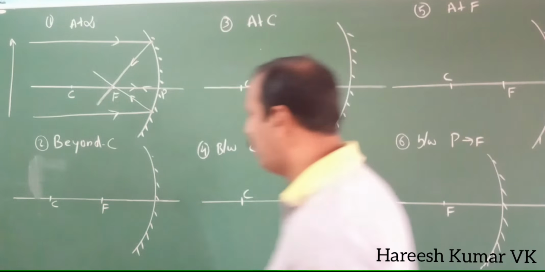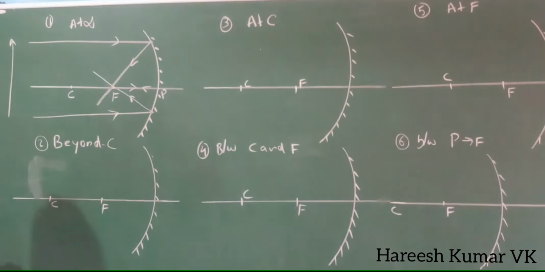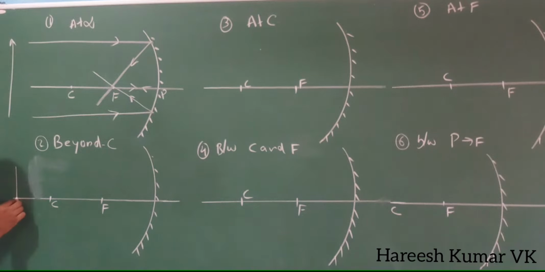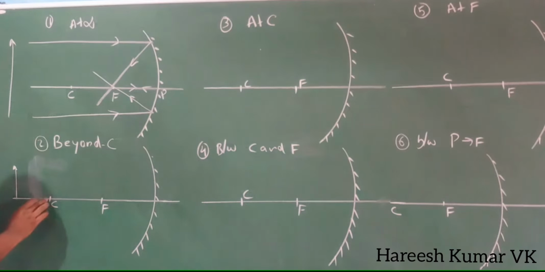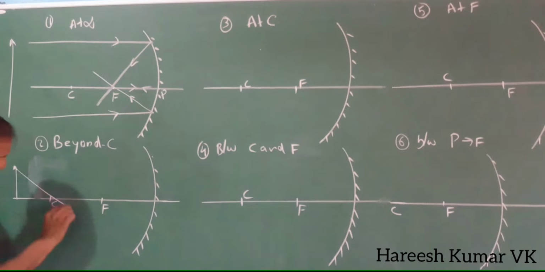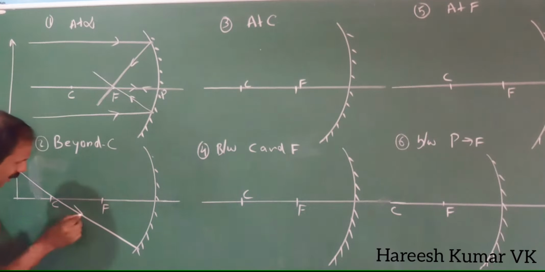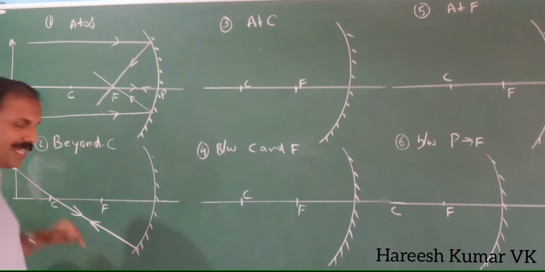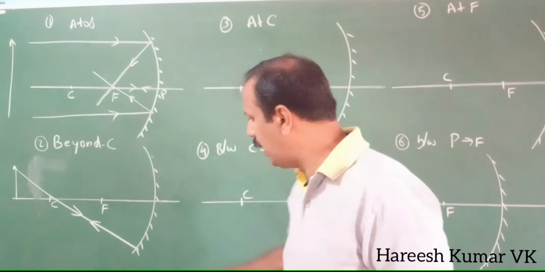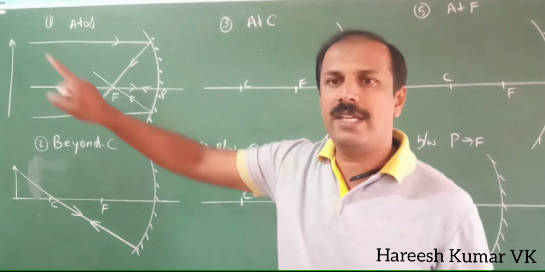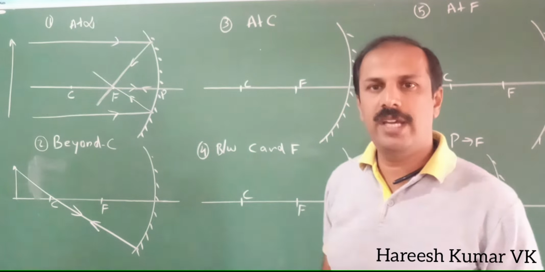Okay. Now you see here, if it is here, then you can draw in different ways. One way which we can draw is the line which is coming through C. What will happen? It will go like this and it will come back in the same way. Any ray which is passing through C will retrace the path and go back in the same direction.